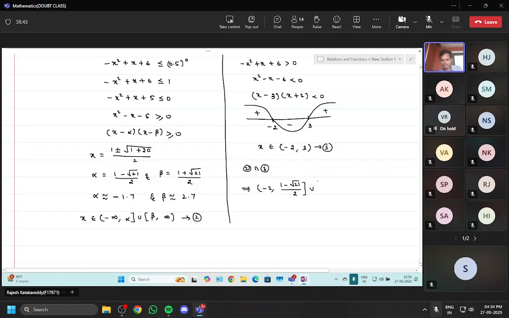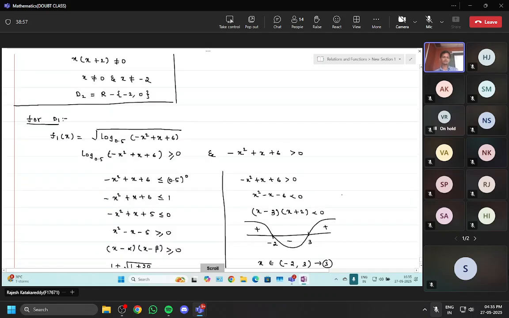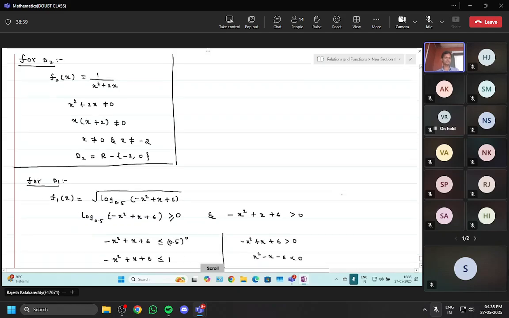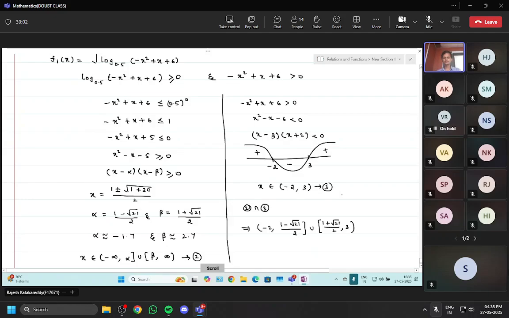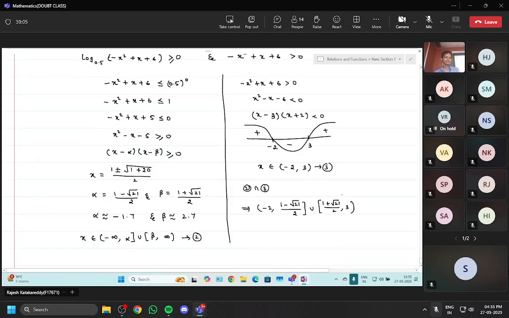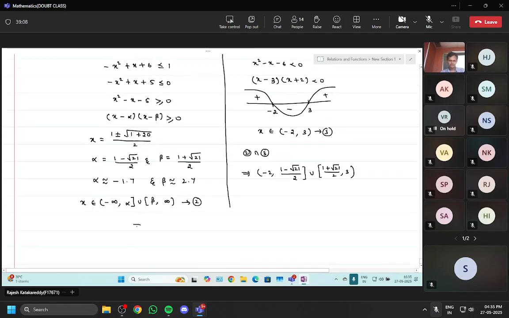Again, it will start from beta. Beta value is 2.7 approximately. 1 plus root 21 by 2 till 3 open bracket. This is domain D1. Now you have domain D2. I need to take intersection. If you observe carefully, neither minus 2 nor 0 we have in the domain D1, right? This implies domain D is equal to minus 2 to 1 minus root 21 by 2 closed bracket union 1 plus root 21 by 2 till 3.